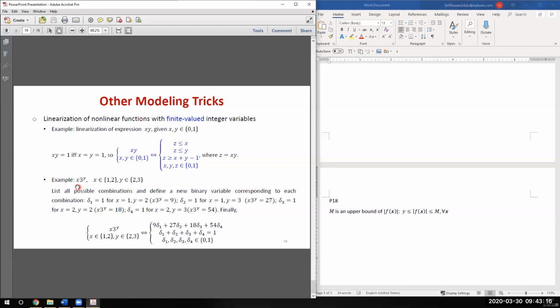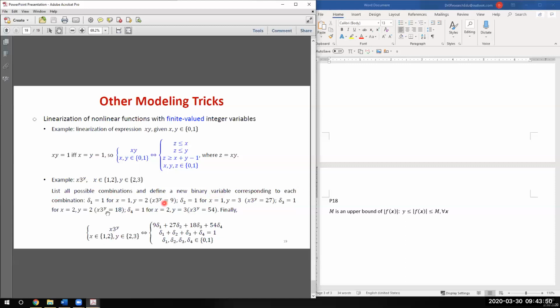And the second example is the case for x times 3 to the power of y, where x is in {1, 2}, and y is in {2, 3}. Because the feasible region of x and y are very small, totally there are only 2 by 2 equal to 4 combinations. So I can simply list all combinations and define a new binary decision variable corresponding to each combination.